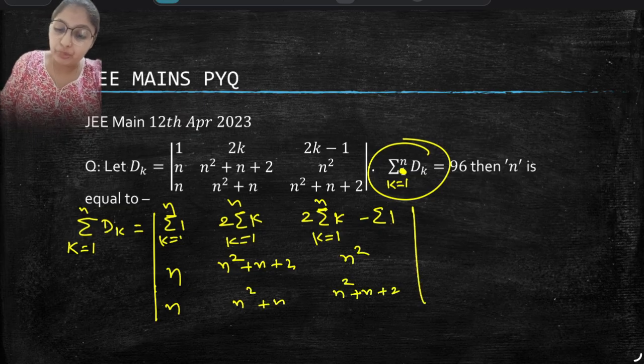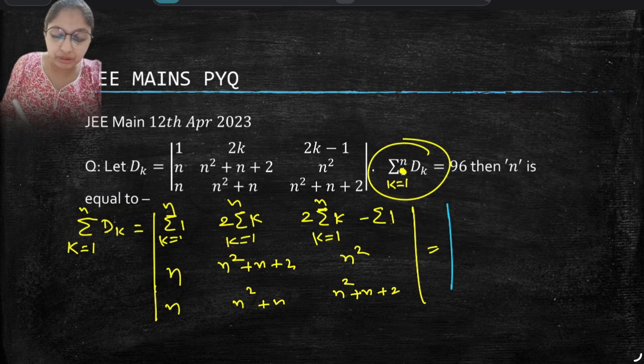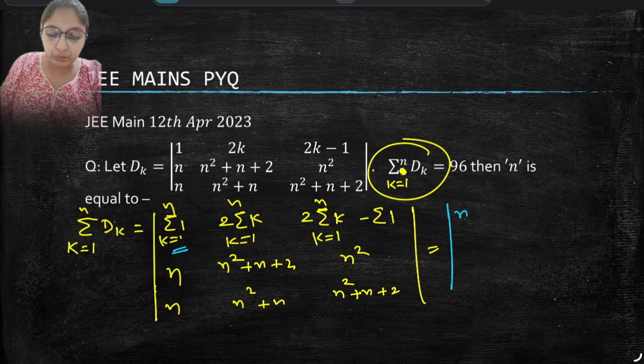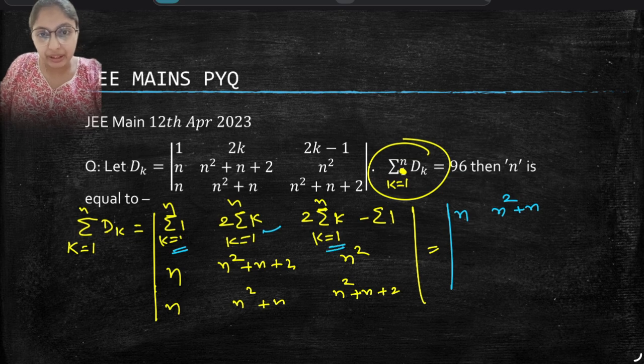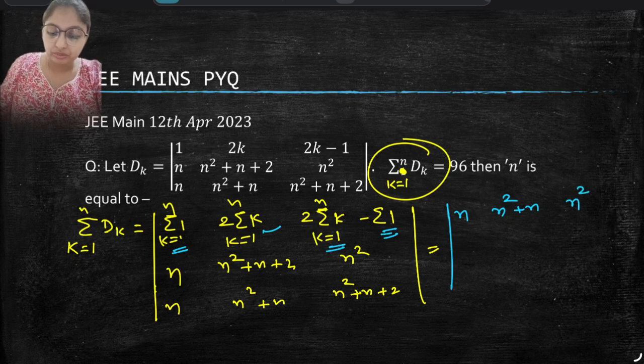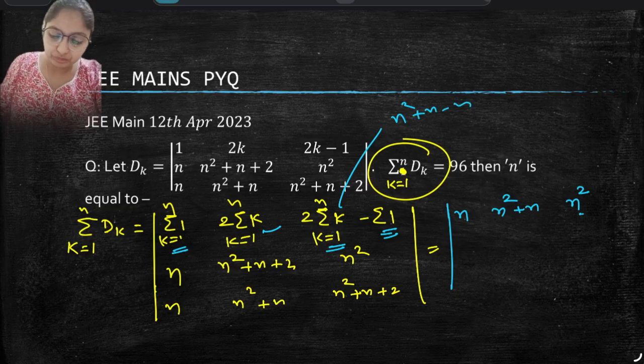Now from here what can we say? Sigma of 1 where k goes from 1 to n is n, like 1 plus 1 plus 1, n times. Sigma k will be n into n plus 1 by 2, the 2 and 2 get cancelled, so n square plus n. Here again it will be the same, n into n plus 1, minus n. So basically we'll get n square, since it is n square plus n minus n. The remaining two rows will be the same.